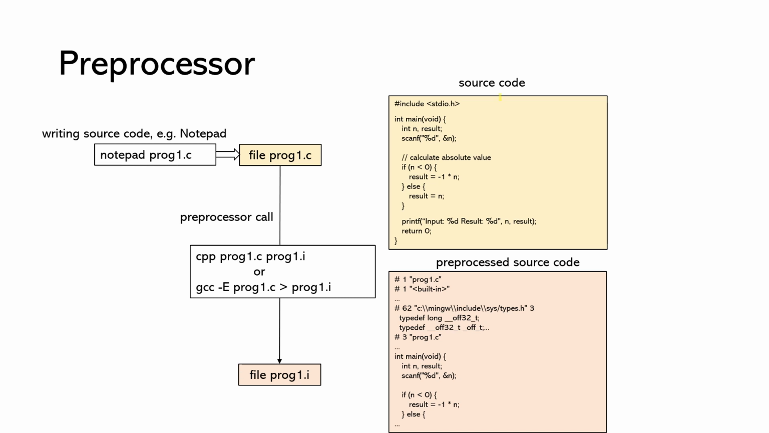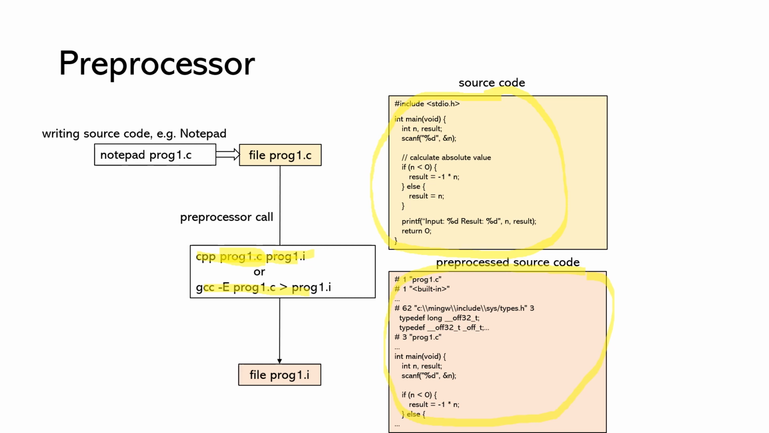Here we can see an example of C code, a source file, and if we run either of these two commands, we obtain the preprocessed source code, which is also C code.